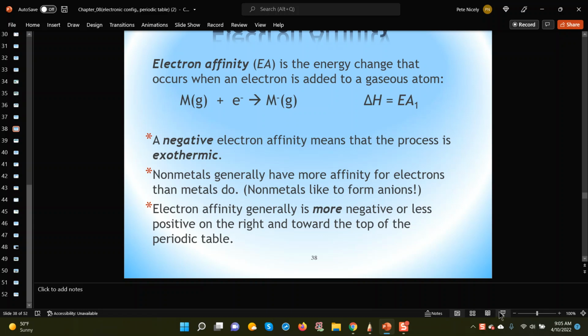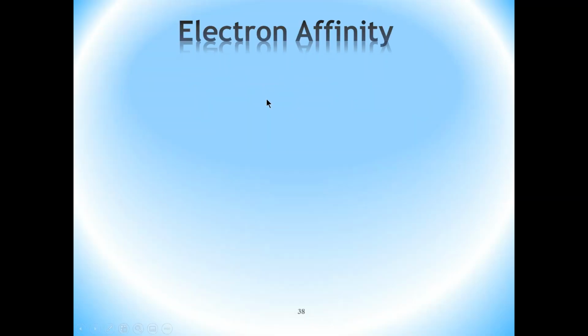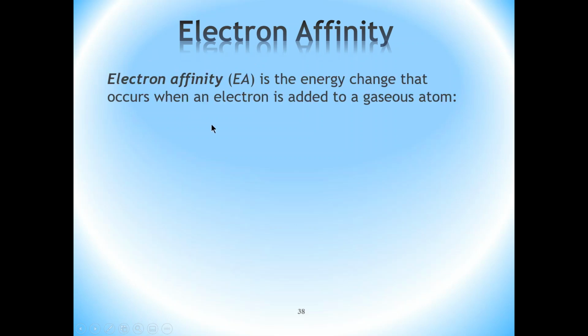So the next trend we're going to look at is electron affinity. We're going to look at trends in electron affinity going down a group and across a period. Now, we won't spend much time on this one. I won't go into explaining the reason why. I'm just going to state what is going to happen. But first, I have to define what we mean by electron affinity.